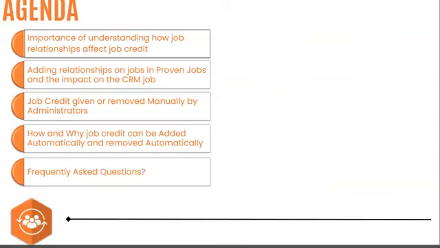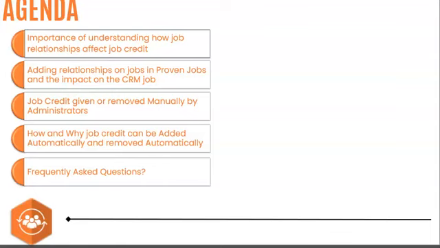So, what is on the agenda for today? In our session, we will be covering the importance of understanding how relationships added to the jobs in Proven Jobs can affect job credit or not in the CRM job, and how job credit can be taken away via job credit removal setup. We will look at the Relationships tab in Proven Jobs and how the application of those relationships impact the job in Proven CRM.